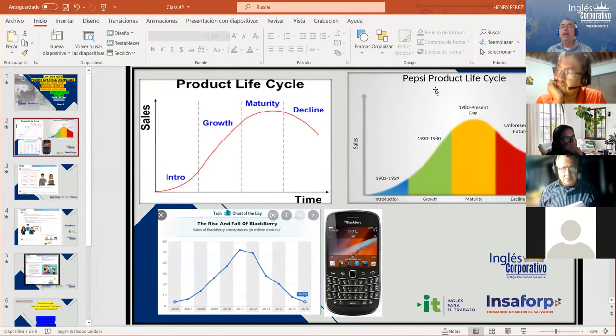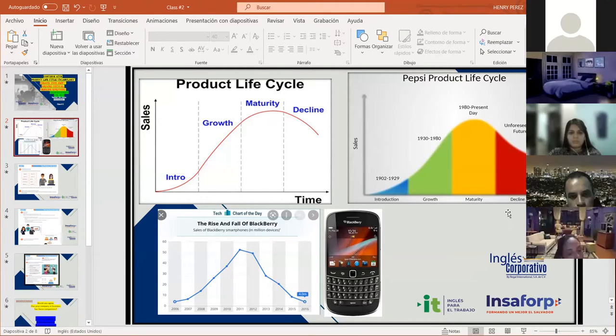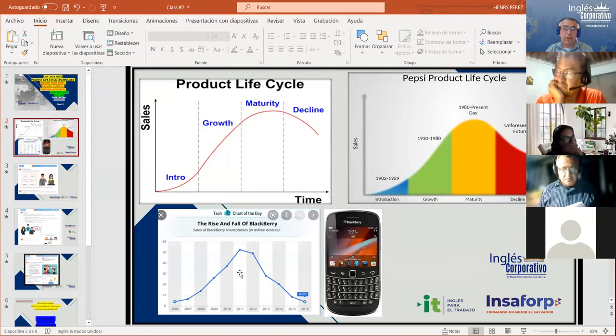But what I want is for you to be able to translate the graph into speaking, like your classmates did earlier, right? When he talked about the BlackBerry and the Pepsi product, right? They were able to talk about the graph. And that's what I want from you as a group, to talk about each group.